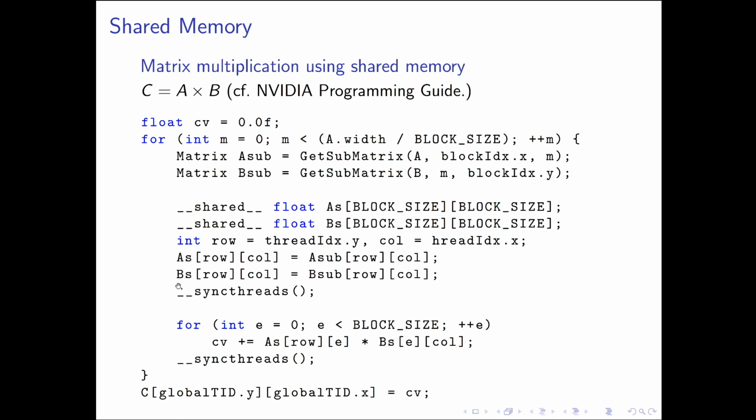So when we've done that, after all the writes have finished, we have to synchronize our threads. And then we have a for loop that iterates over the block size and computes the local dot product, and by that, updates this result variable CV. And then finally, we synchronize our threads again. And when we're done, when we've iterated over all the blocks, we assign the result in CV to the result matrix entry that we have been working on.